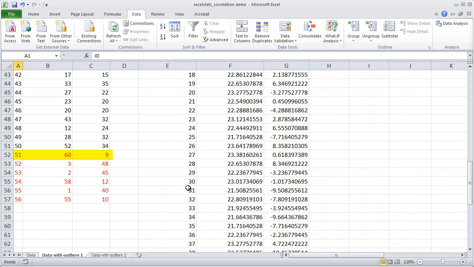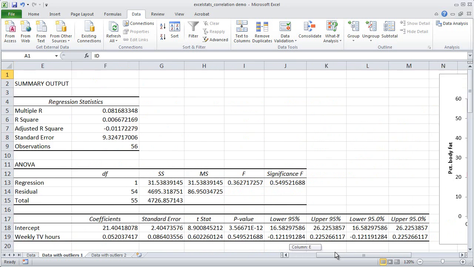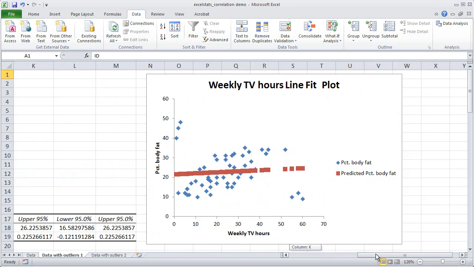Here's somebody, for example, case 51, who spent 60 hours a week typically watching television and has only 9% body fat. Wouldn't that be nice? And here's a person who only spends 3 hours a week watching television but has 48% body fat, quite high. And the rest of the cases are similarly unusual or different from the overall pattern that we saw. So if you look at these on a scatter plot, like the one that we produce when you click the fit line plot, you see something like this.